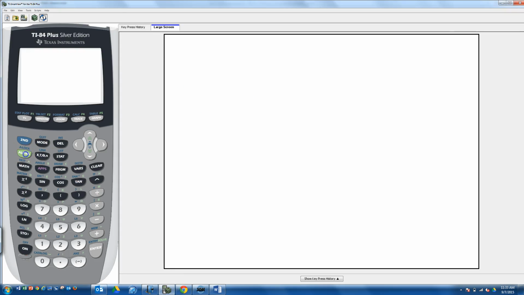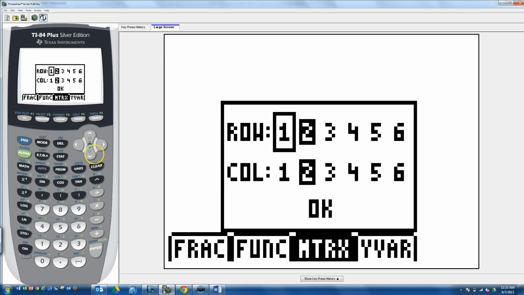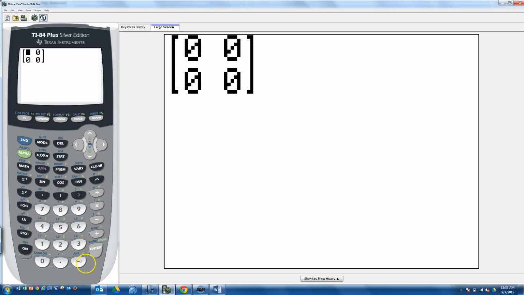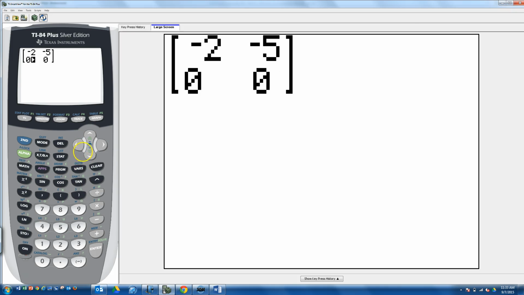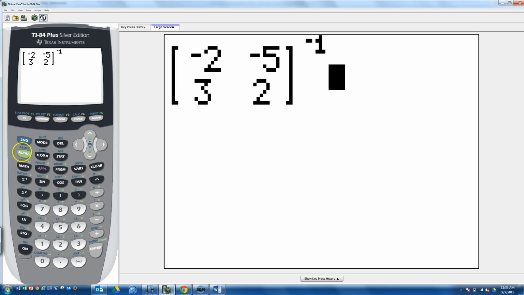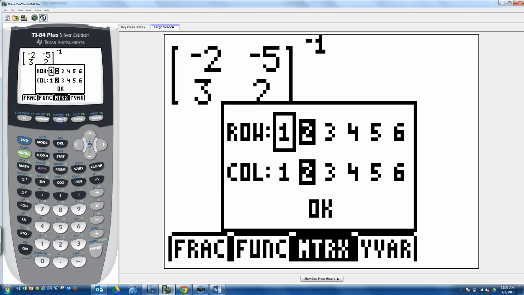So I'm going to use the quick method. Again, if you have the TI-84 Plus without MathPrint, you can go into second, inverse, and edit the matrix, or you can just type them in like this if you have MathPrint. So this is -2, -5, and then 3 and 2. Okay, and then we're going to inverse that and then multiply that by the matrix.